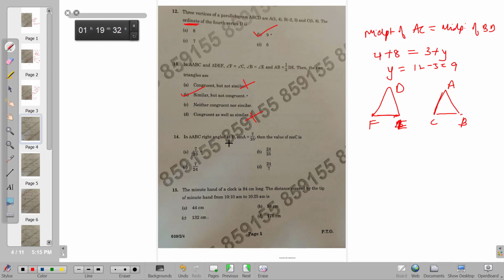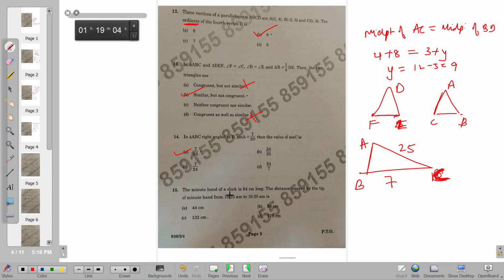In triangle ABC right angled at B, sine of A is 7 by 25. What is the value of cos C? When you are having a triangle right angled at B, sine A is 7 by 25, opposite by hypotenuse. Cos of C will be adjacent by hypotenuse, which will be the same thing, 7 by 25.